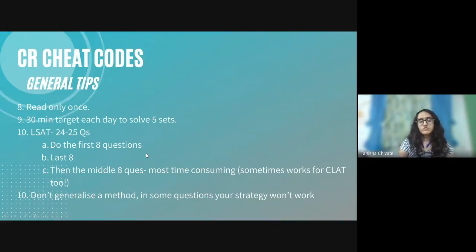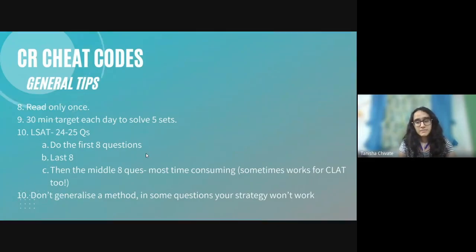Now, I know I gave a lot of strategies over here. Sometimes it will not work. Like I've had a lot of seniors give me certain strategies which never worked out for me. So don't generalize a method, okay? Don't completely say that, okay, whatever happens, I'm going to stick to this flowchart and this method of solving. Understand this, different passages, different questions will make you have to find different methods of solving.